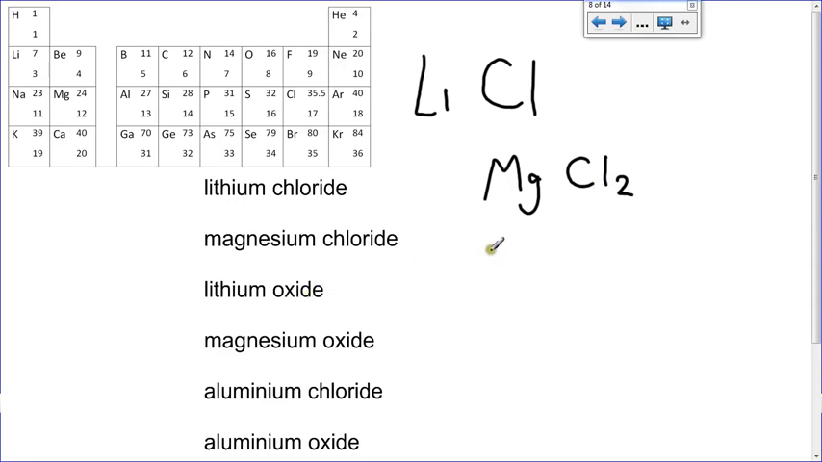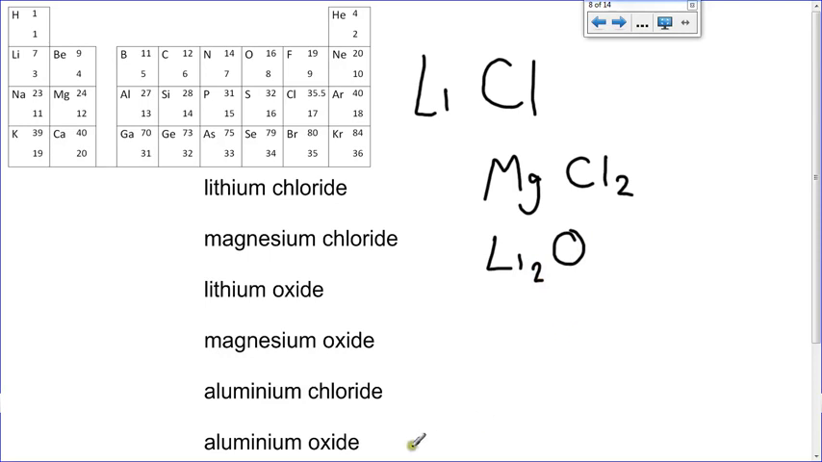Lithium oxide, we've done that already. So lithium, group 1, oxygen, group 6. This needs 2 electrons. Each lithium atom will give 1 electron. Magnesium oxide, we've done this.